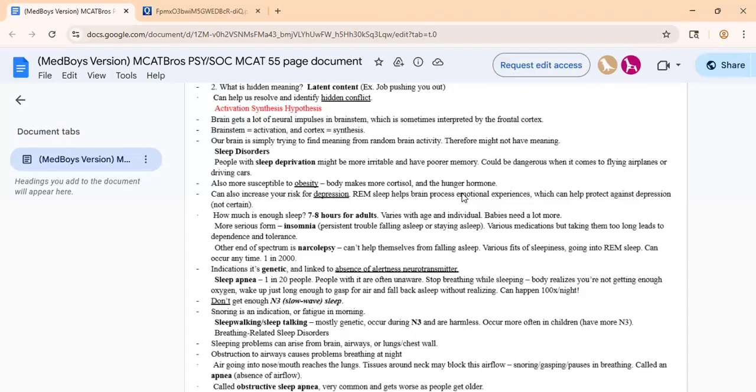Sleep apnea is basically people just have trouble with sleeping where they stop breathing while sleeping. So they don't get enough N3. And when we don't have enough N3, that means we don't have a lot of delta waves.